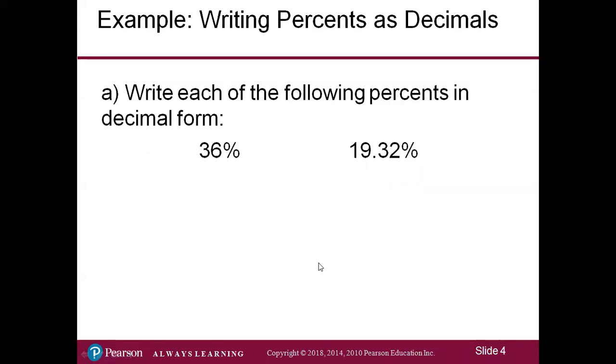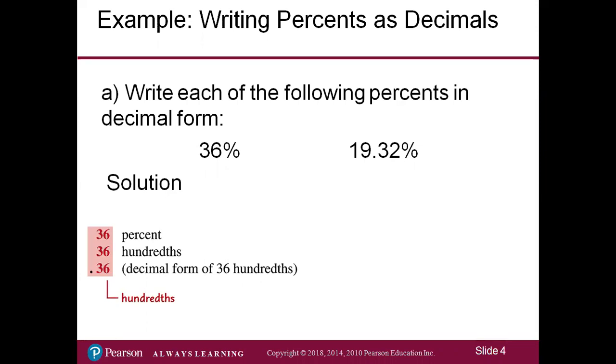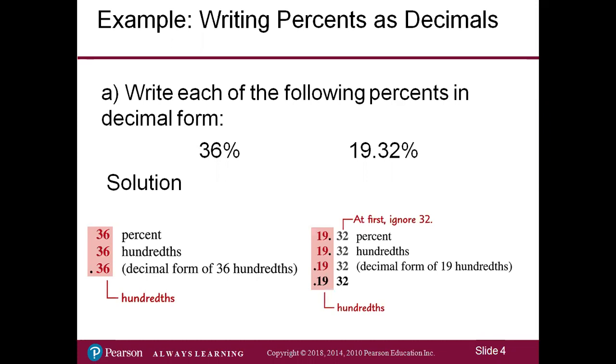Write each of the following percents in decimal form. 36% is 36 hundredths, so it's 0.36. 19.32% is 19 point 32. At first ignore the 32, so 19%, 19 hundredths, 19 in the hundredths location, reading 19 hundredths, 0.1932.